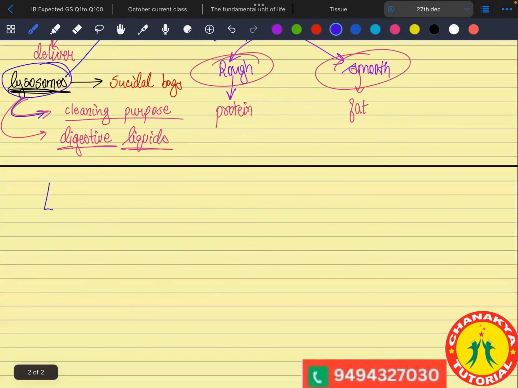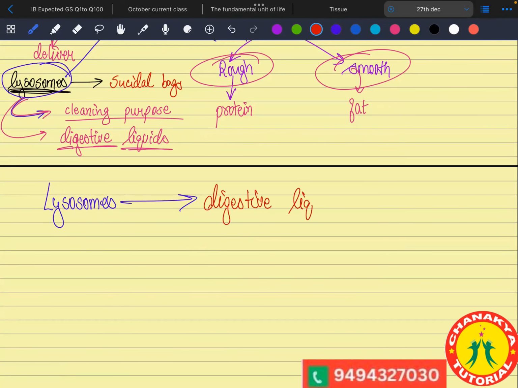So lysosomes carry digestive liquid. They are very important for the cell, right? Then why are they called suicidal bags? Like Karthik was saying, they carry the power to destroy a cell.